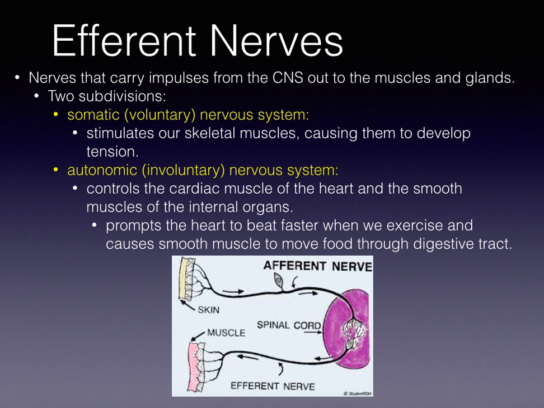And then the autonomic or involuntary nervous system. We can look at the word auto and think it's automatic. So we know what systems in our body are automatic. That's going to control the cardiac muscle, which is our heart, and the smooth muscle, which is our internal organs. So thank goodness we have this automatic nervous system, so we don't have to think about things like our heart beating or our food digesting. The autonomic nervous system is going to prompt the heart to beat faster when we exercise and cause smooth muscle to move food through the digestive tract. So that is the definition or the reason for the autonomic nervous system.